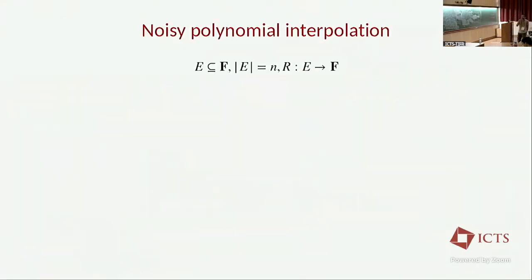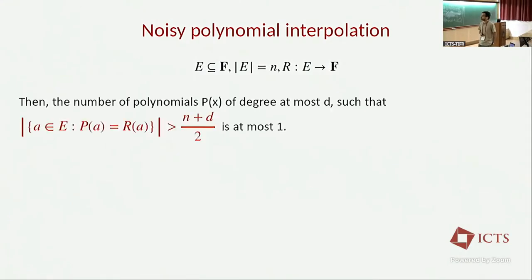So let's start with the question of noisy polynomial interpolation. The setup is that we have an underlying field F. We have a set E of evaluation points of size n, and we have a function R from the set E to the field F. Using the fact that no two distinct polynomials of degree d can have too many agreements, it's easy to see that the number of polynomials P of degree at most d that agree with the function R on greater than (n plus d)/2 points is at most 1. So there's at most one such polynomial.